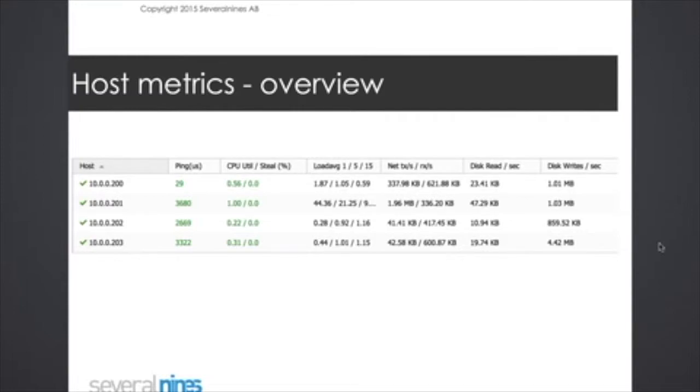It's also nice to have, because, for example, here we can see at first glance that the 201 node is somewhat loaded. Load average is 44. CPU utilization is 100%, 1.0. So this tells you that this particular node is overloaded, that something is not right here, and we may want to take a look at it.